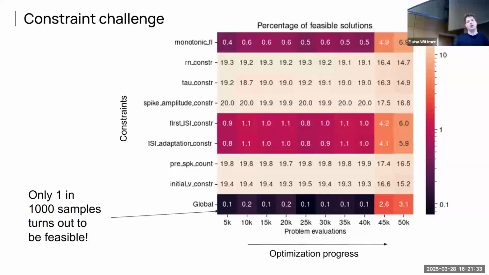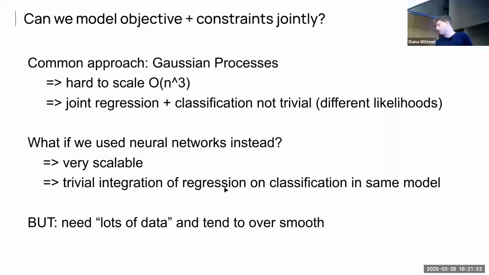And so what ends up happening is that often you can't even optimize these systems if you don't first find a method to effectively sample in a region that actually meets all the constraints. And so this is really the problem that we're trying to address in this work. Basically, the question is, can we model these systems in a way where we integrate the objectives and constraints at the same time in one surrogate model?